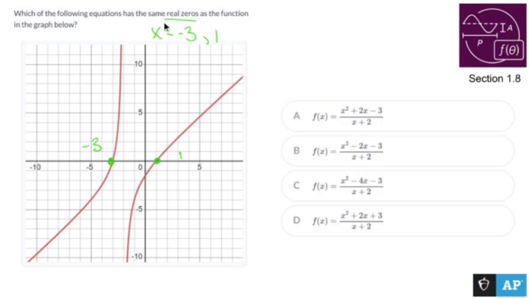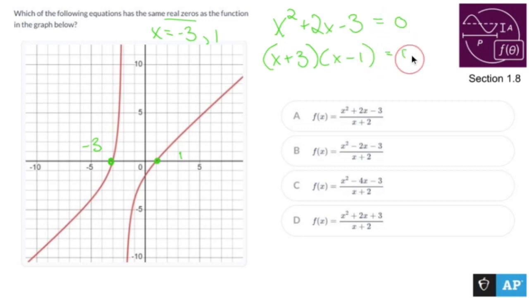-3 and 1. When you're being asked to find the zeros in general, you only care about the numerator. So for A, we could test out x squared plus 2x minus 3. That factors out to (x plus 3)(x minus 1). And if our job is to find the zeros, we set it equal to 0. You would get -3. You would get +1.